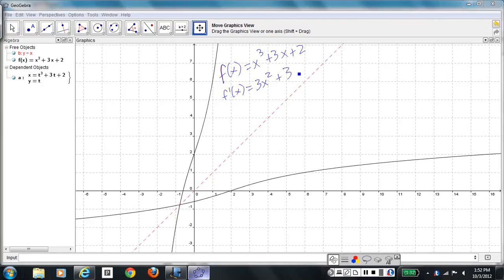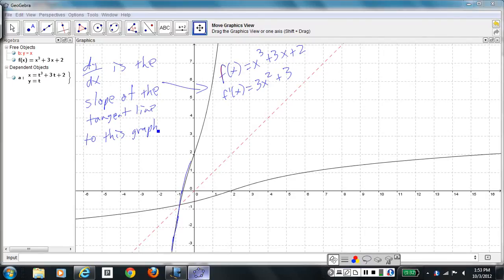So this one looks pretty steep, but we've basically shown that this one right here is increasing on its entire domain. Now, if we find dy dx, dy dx is the slope of the tangent line to this graph. That one right there. That's what the derivative represents, the slope of the tangent line of that graph.